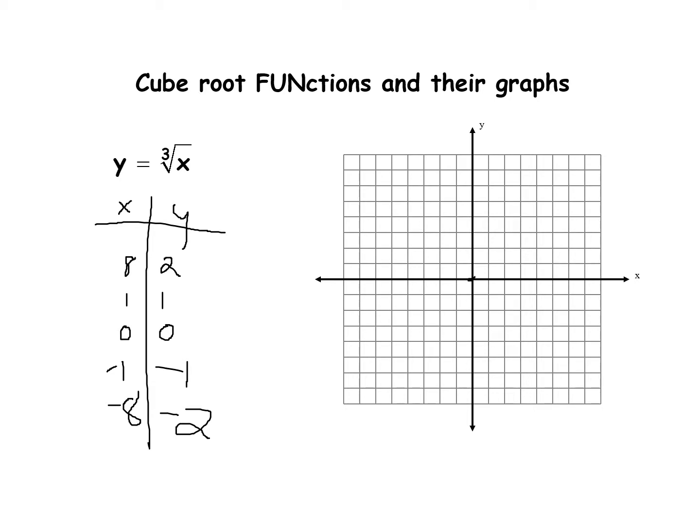So here I'm going to have 0, 0. I'm going to have positive 1, 1. -1, -1. I'm going to have -8, -2. And +8, +2. So this is going to be what I call kind of like the S curve. This is what your cube root graph will look like. You can see it kind of looks like your cubic function graph turned on its side.